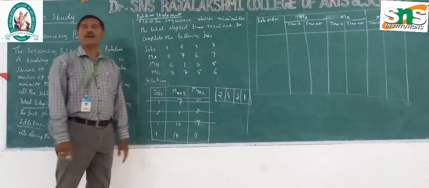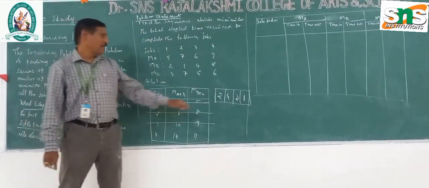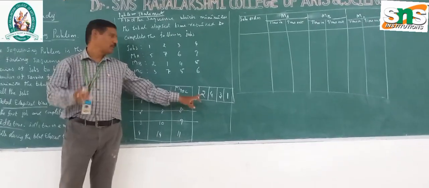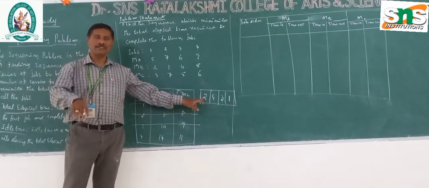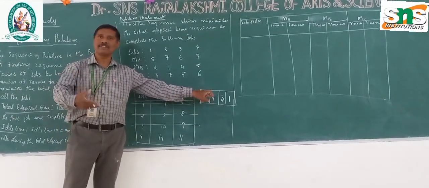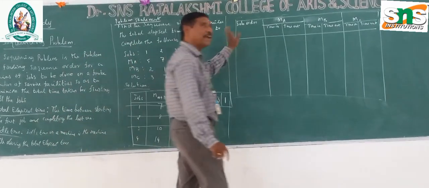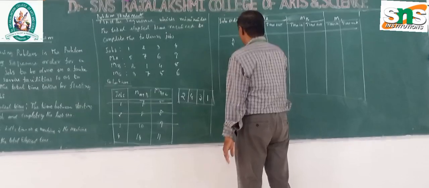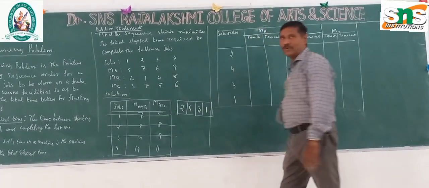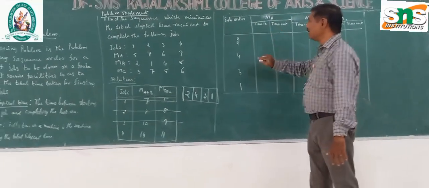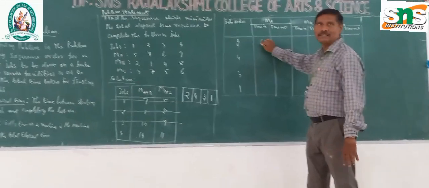So 2, 4, 3, 1 is the correct order. That means we take the first job on machine 2, then the fourth job at the next level, then the third job, and then this one. Right. Now taking the order, writing this order 2, 4, 3, 1. So for the timing, when you start the work, it is time 0.